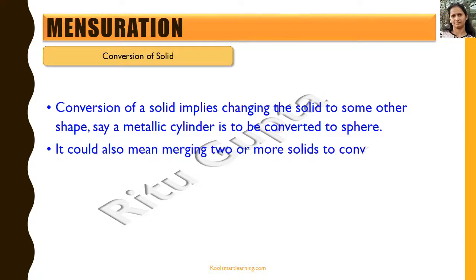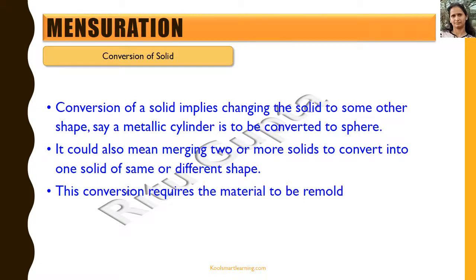Now it could also mean merging two or more solids to convert into one solid of the same or different shape. So say for example we have two small spherical balls. Now we merge them together and we create another bigger spherical ball, or maybe a metallic cylinder.